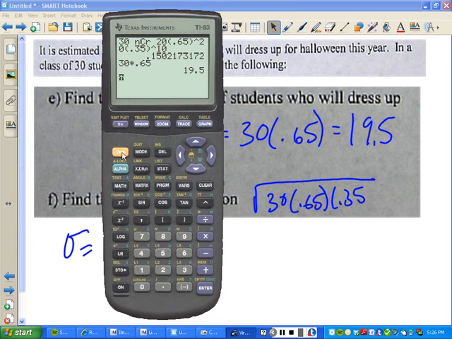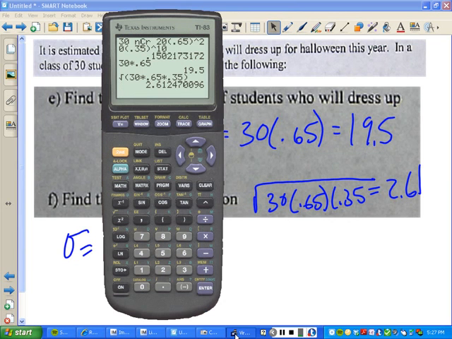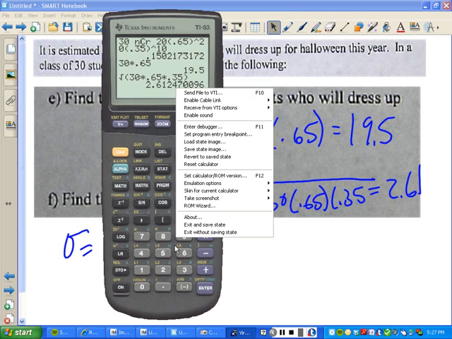All right, give me a second. Let me just type it in. So it's square root 30 times 0.65 times 0.35. Bada bing, bada boom. 2.61. And we will capture those.